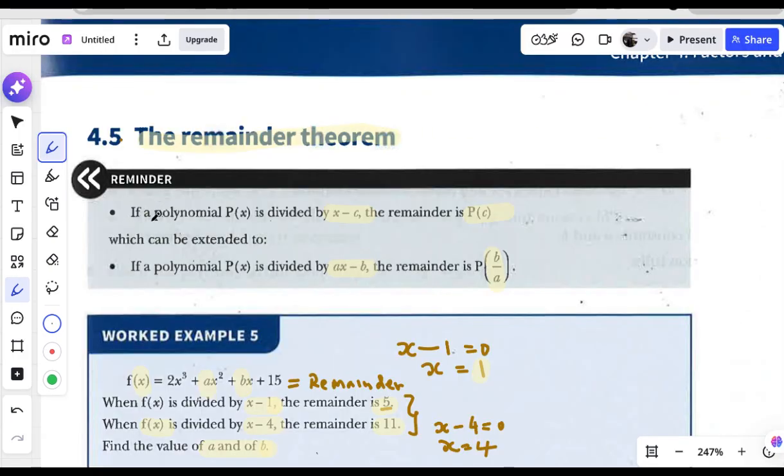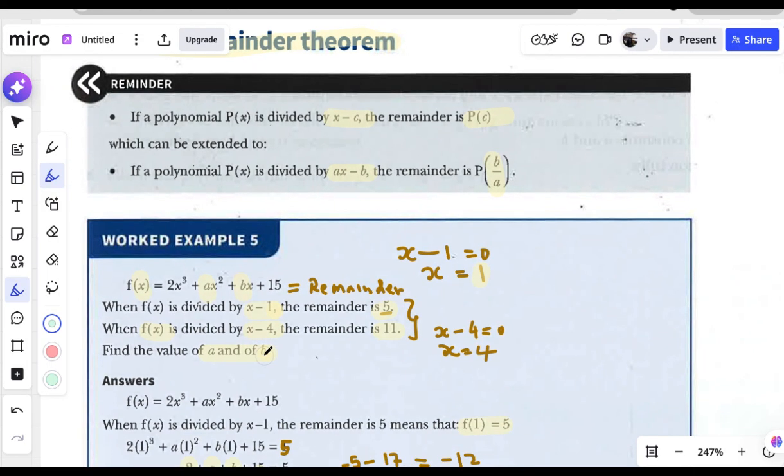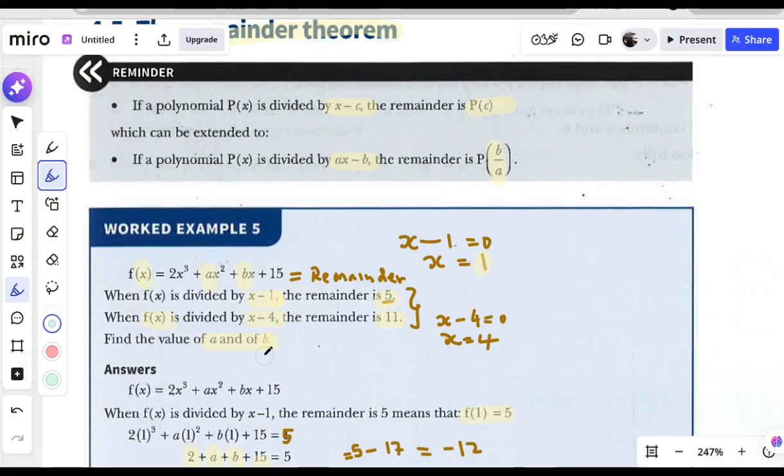Theory. Now here, you say if a polynomial p of x is divided by x minus c, hence the remainder is p of c. And if a polynomial p of x is divided by ax minus b, the remainder will be this constant b divided by this coefficient of x. Okay, now you may not understand this unless we take an example. Let's take an example to show you exactly what we're saying.